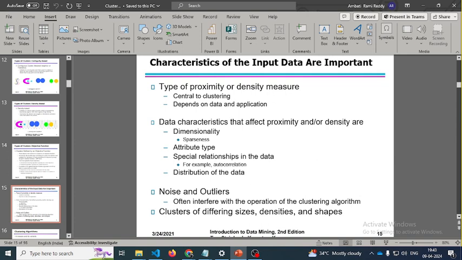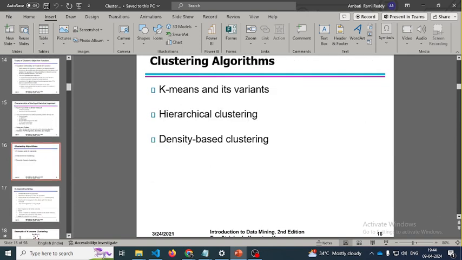The next one is that clusters have different sizes, densities and different shapes. There is no fixed size of the cluster and there is no fixed shape of the clusters. It may have any type and any size.